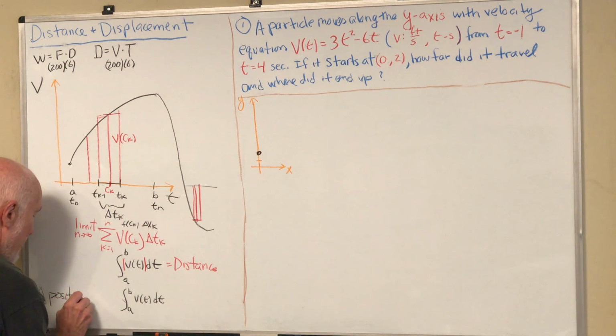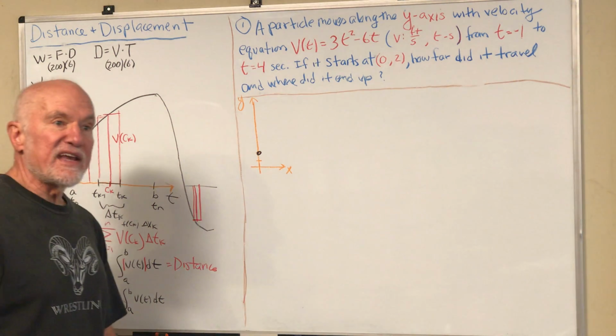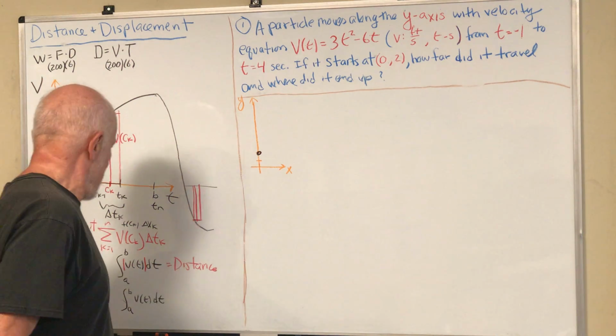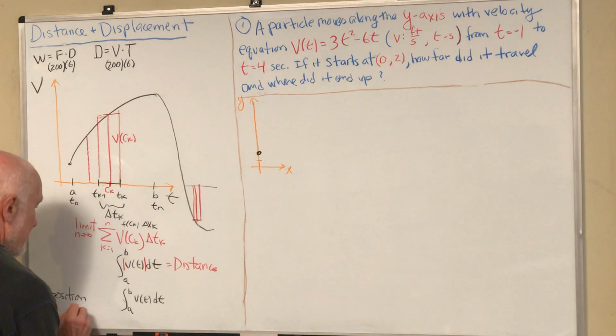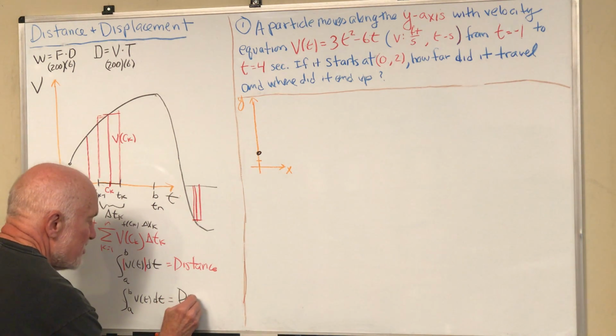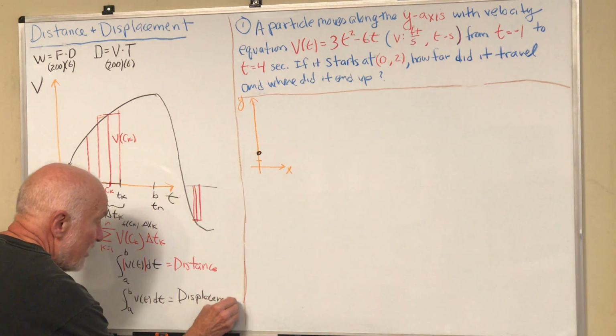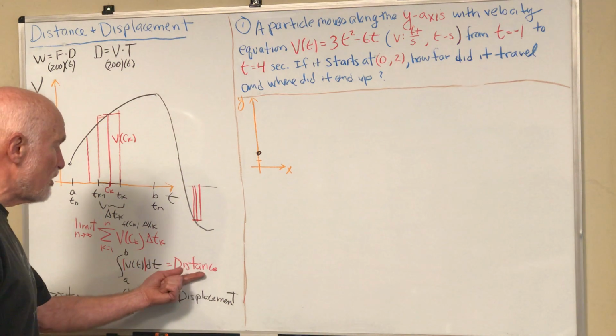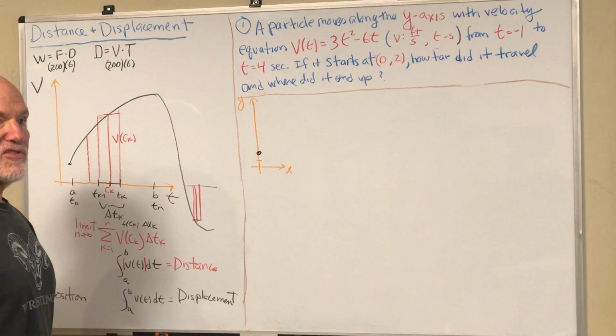You don't really want to find the total distance, but you really want to find out what your change in position was, where you ended up. So we call this the displacement. The change in position is called the displacement. And that could end up 0, it could end up positive, it could end up negative. Distance will always be positive.